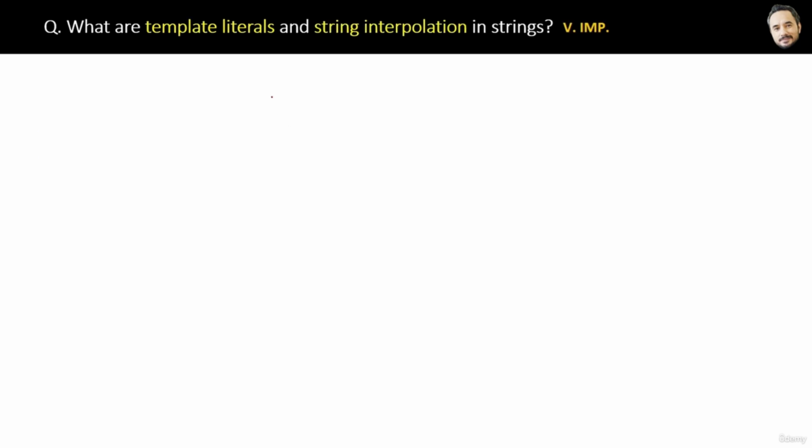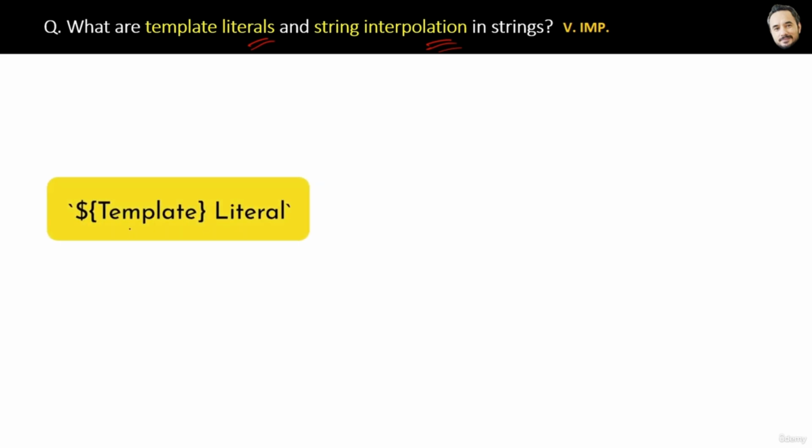What are template literals and string interpolation in strings? Very important question. If you see this image, a template literal is a combination of a template, which is a placeholder for a variable whose value is assigned at runtime, and a literal, which means a fixed word or sentence. Let's see the code now.